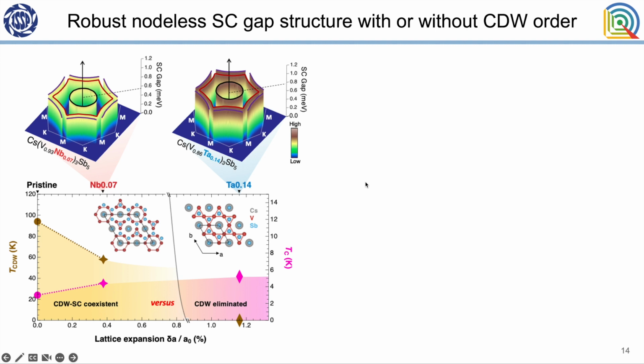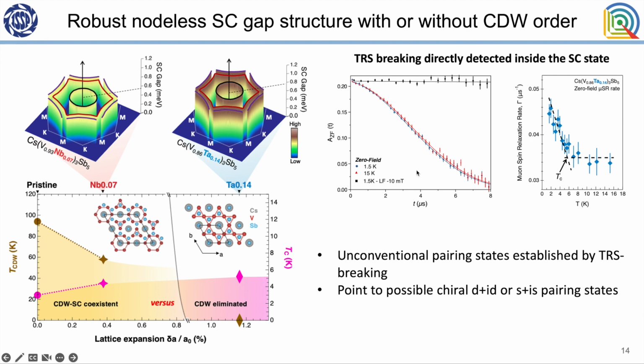Considering the time-reversal-symmetry-breaking CDW order, we were motivated to check the time-reversal symmetry of the superconducting state. To eliminate the influence of the CDW order, we performed muon spin relaxation rate measurements on the CDW fully suppressed 14% tantalum-doped sample. These results are shown in these figures. It shows an increase of the muon spin relaxation rate when entering the superconducting state, which can be viewed as a signature of time-reversal symmetry breaking.